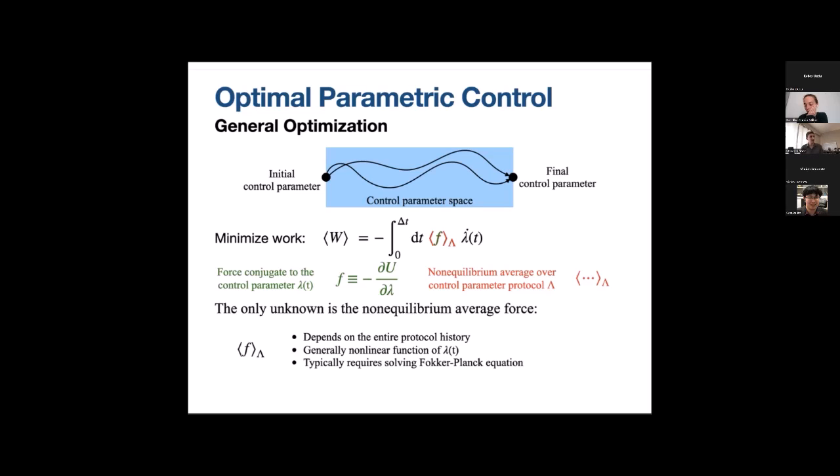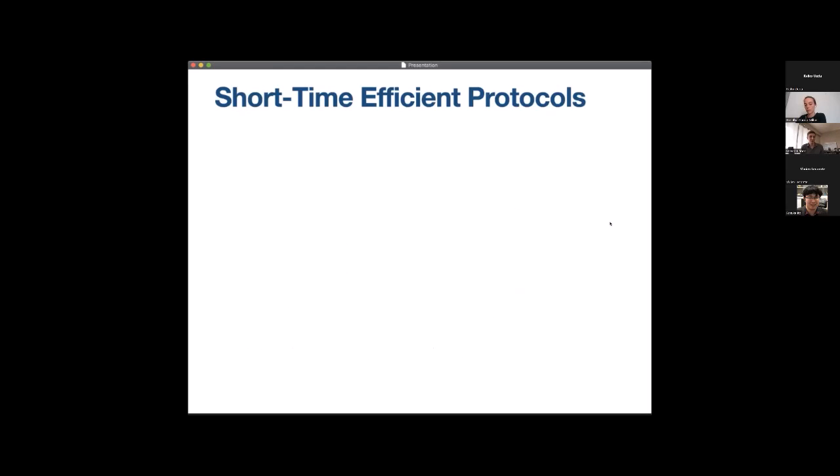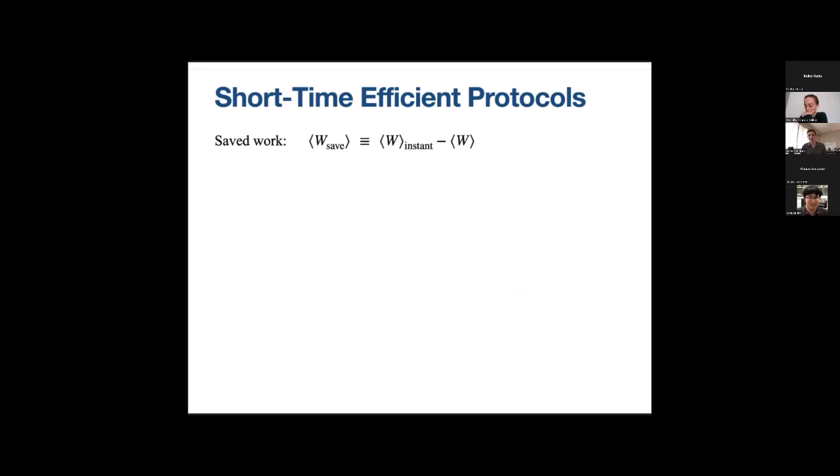Specifically, we know that in the slow limit, the optimal protocols have been known for about 10 years, and we have general methods for finding these. But what I'm going to be discussing today is the opposite limit, looking specifically at a very fast protocol. So what we have shown is that when you're going very fast, it's not really the work that's the important quantity, but it's more useful to think about the saved work.